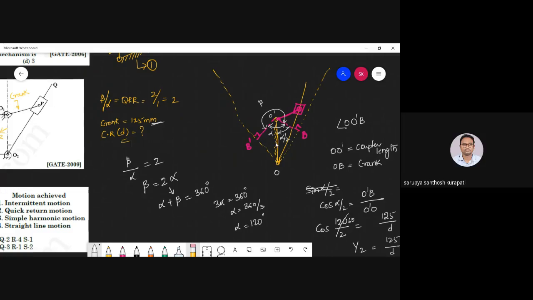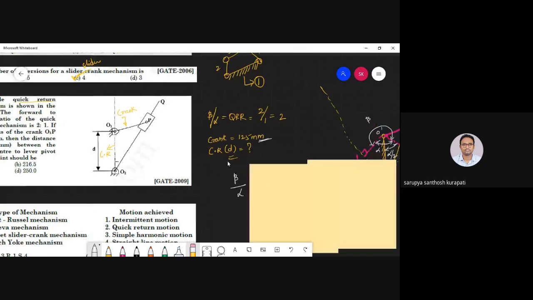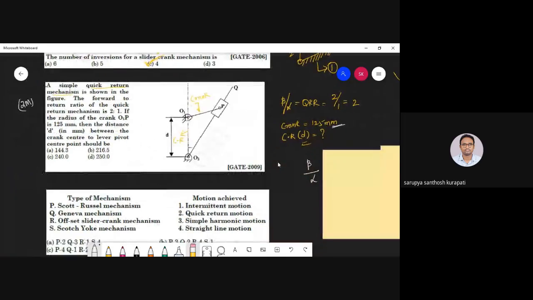Do you have the option here? 250? Option D, sir. Very good. So you bagged 2 marks. How much time you took? Hardly 2 minutes, right? 2 to 3 minutes to solve the problem. That's why if you practice now, you are going to get it.